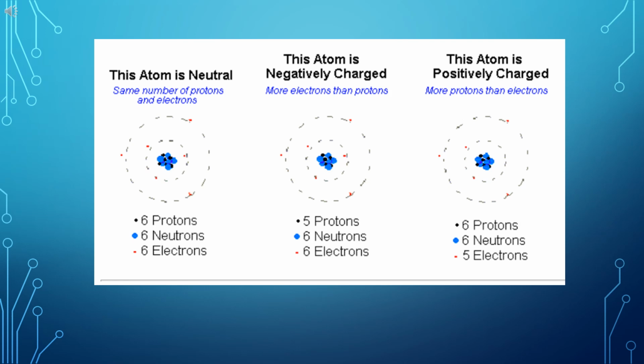An atom consists of 3 particles, namely, protons, neutrons, and electrons. A proton is a positively charged particle and an electron is a negatively charged particle, while a neutron has a neutral charge, neither positive nor negative. An atom is said to be neutral when there is the same number of protons and electrons. An atom is negatively charged when there are more electrons than protons, and positively charged when there are more protons than electrons.